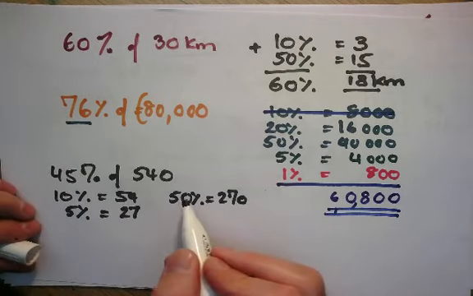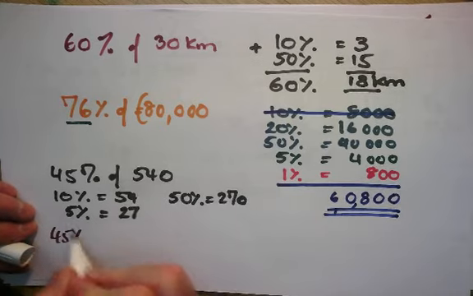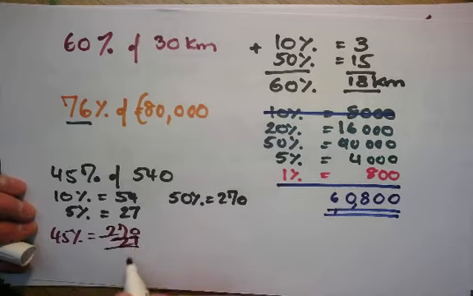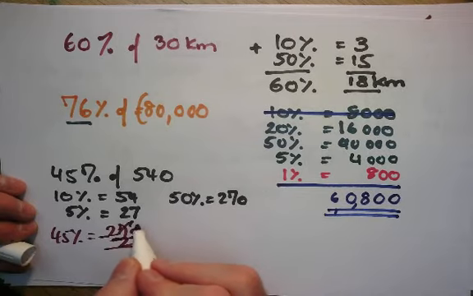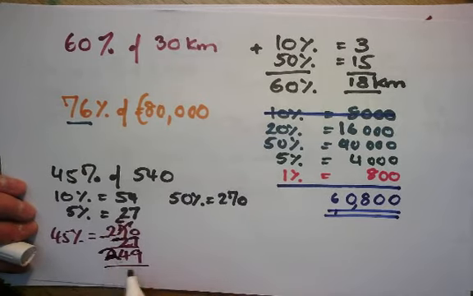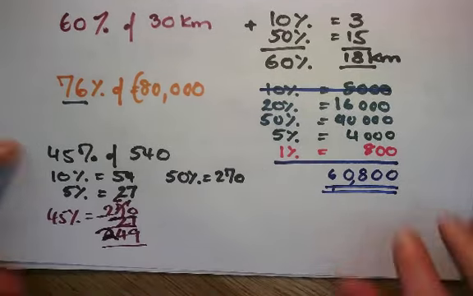And then I'm going to say, well, 45% is going to be 50%, take away 5%. So 45% is going to be 270, take away 27. Carry the naught. So that's 9, 4, 2. Oh, 2. So 249. 249.